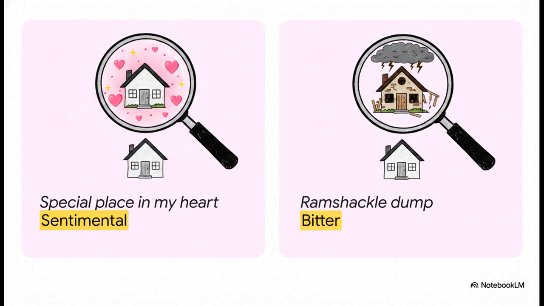Let's actually compare two of these descriptions side by side. On one hand, a writer might say, "It has a special place in my heart." Instantly, you know the tone is sentimental. But if another writer looks at that identical house and calls it a ramshackle dump, well, the attitude flips entirely to bitter and miserable. Changing just a few words completely changes the lens through which we view the facts.